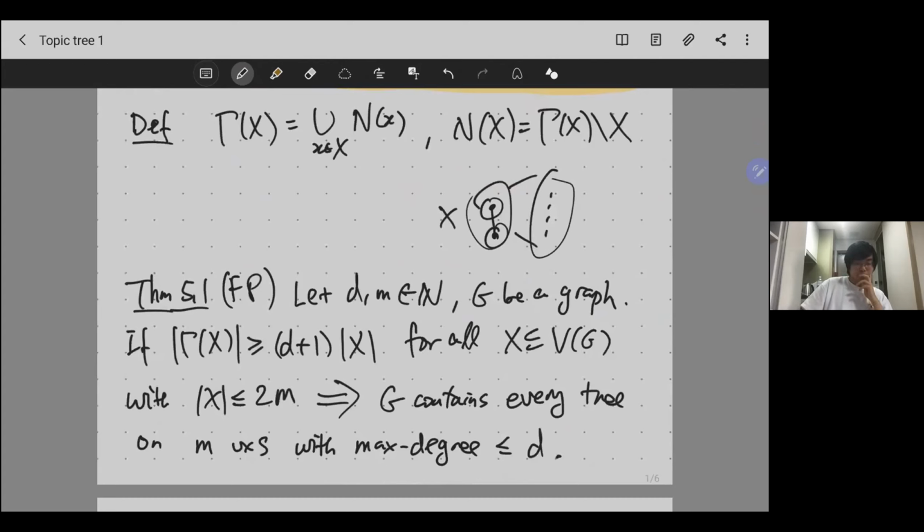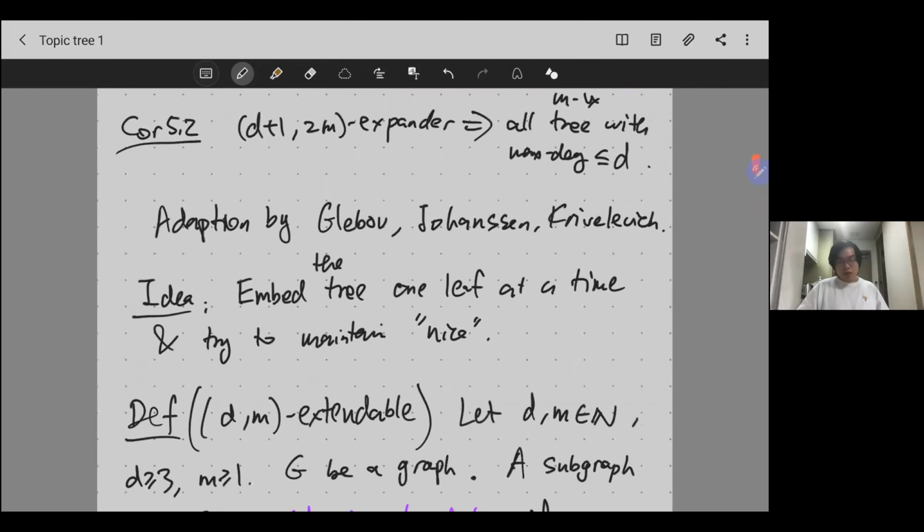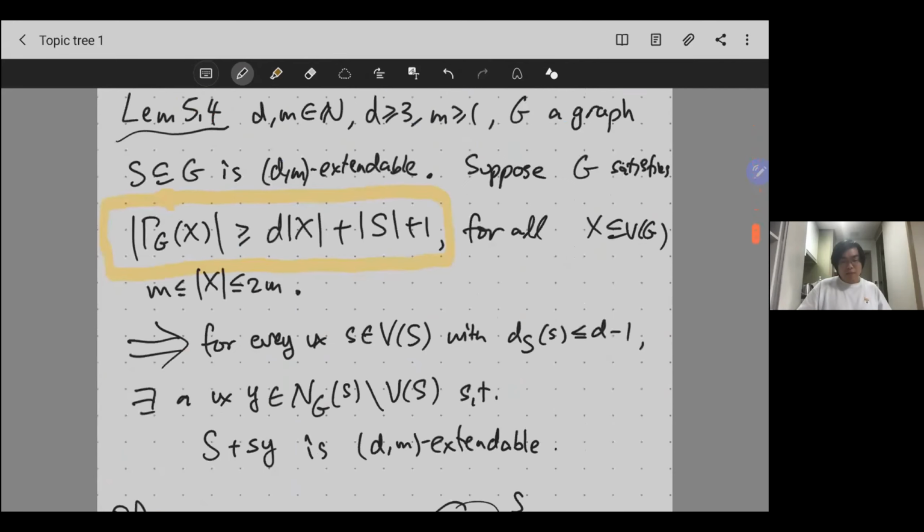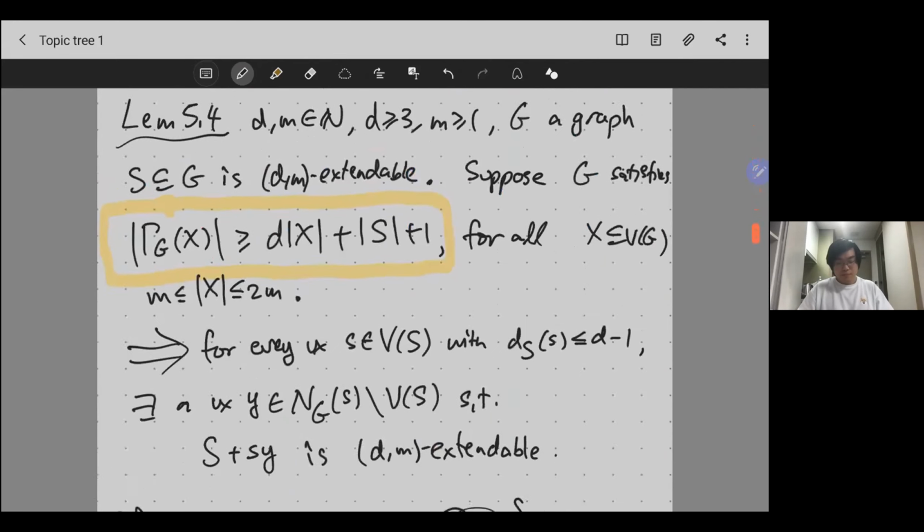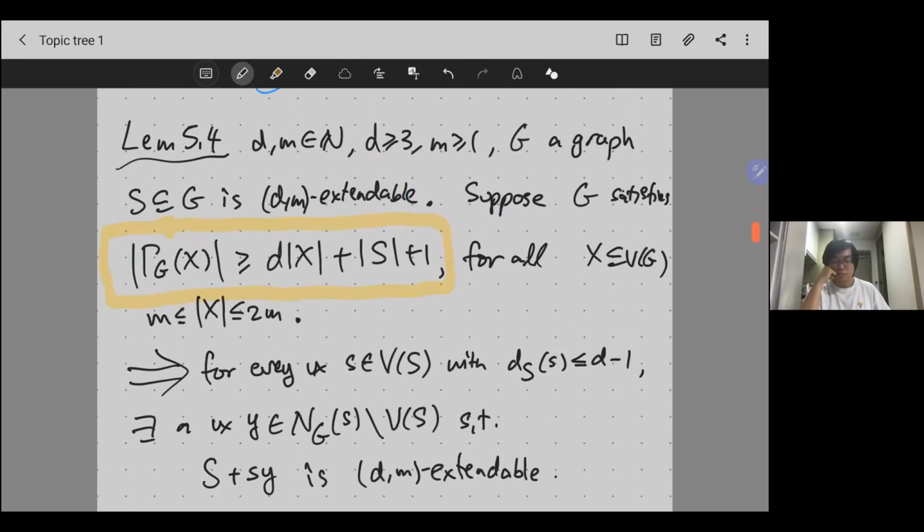When we have expansion d plus 1 times x, for all sets up to size 2m, we can embed all trees on m vertices with maximum degree at most d. So this is 5.1. Now, if you stare at lemma 5.4, then it's not hard to see that the expansion property from the Friedman-Pippenger guarantee gives this orange box expansion property here for sets between size m and 2m. So that means we can apply these, okay?